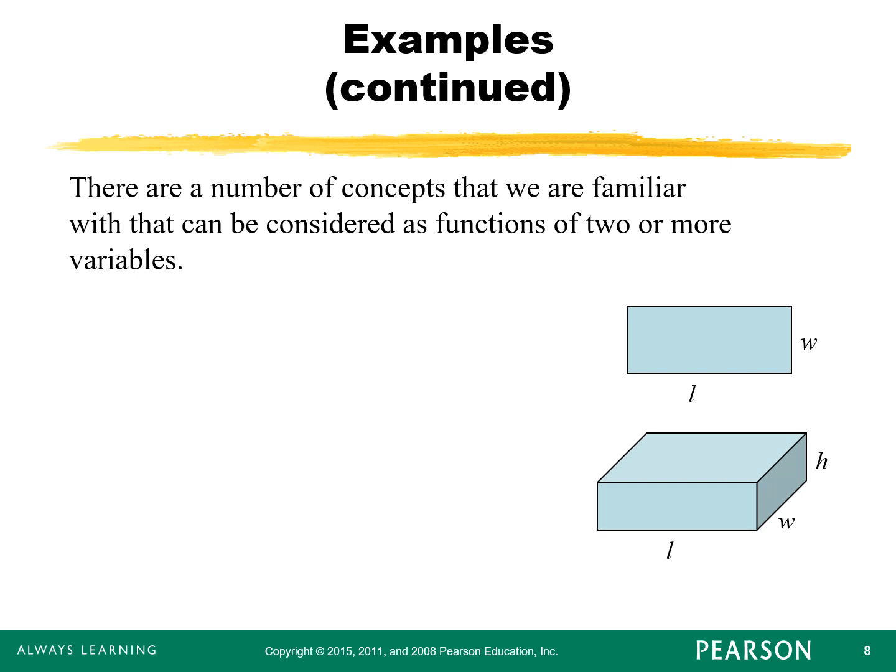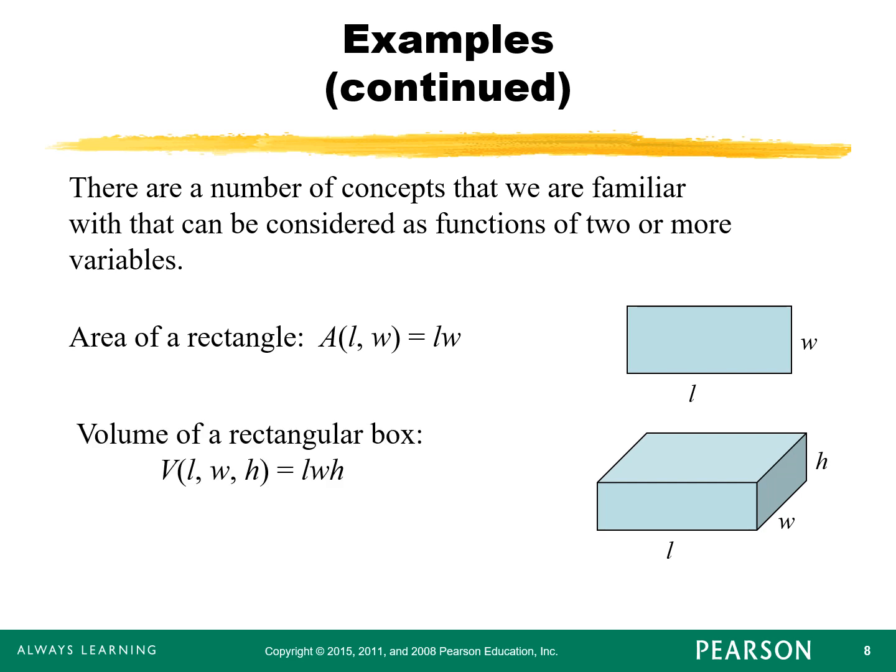Then continue. There are a number of concepts that we are familiar with that can be considered as functions of 2 or more variables. These can actually be used in real life applications, in engineering mostly, but in manufacturing most of all. For example, carpets and tiles actually require area measurements, and these concepts help us do that. Area of a rectangle, for example, is length and width. Volume of a rectangular box is length, width and height, and it can also be used in 3D dimensions.